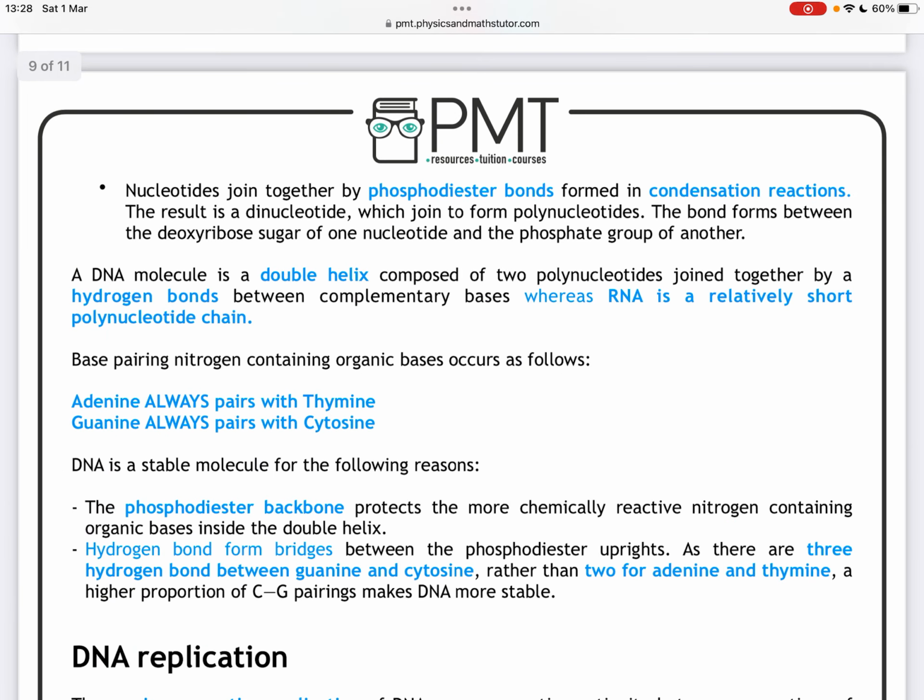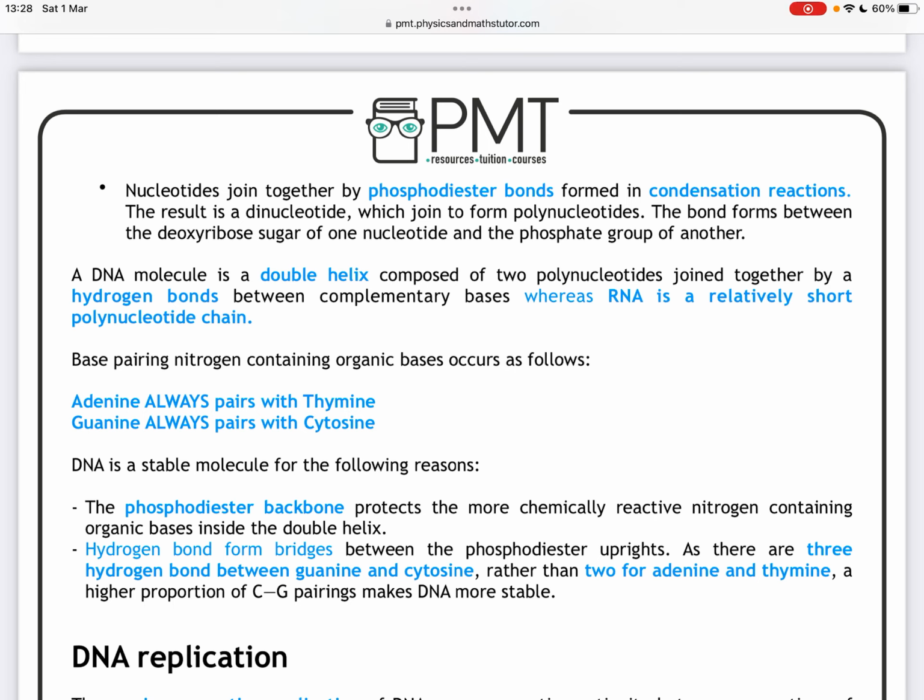So the nucleotides join together by phosphodiester bonds formed in a condensation reaction. The result is a dinucleotide, which joins to form a polynucleotide. The bond forms between the deoxyribose sugar of one nucleotide and the phosphate group of another. A DNA molecule is a double helix composed of two polynucleotides joined together by hydrogen bonds between complementary bases, whereas RNA is a relatively short polynucleotide chain.